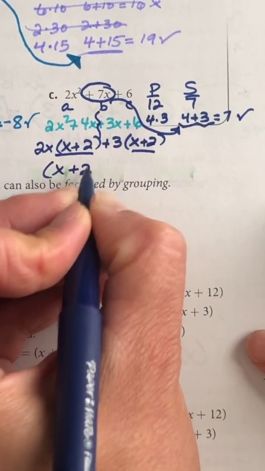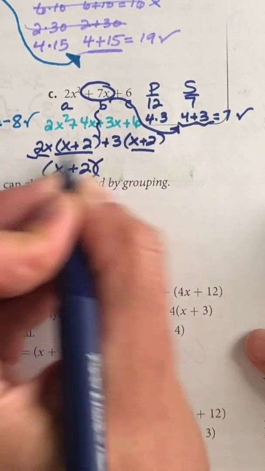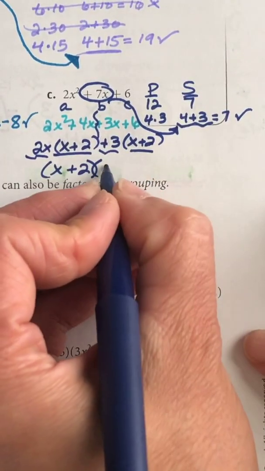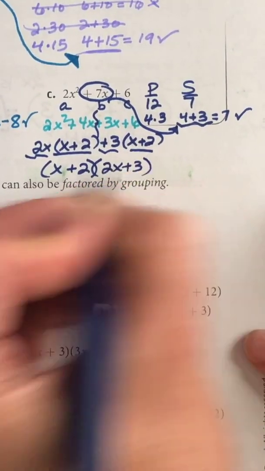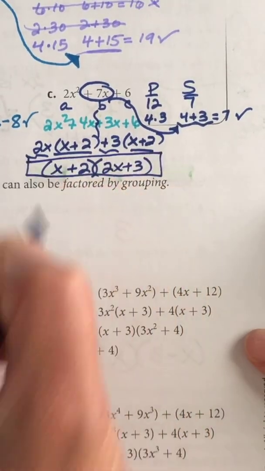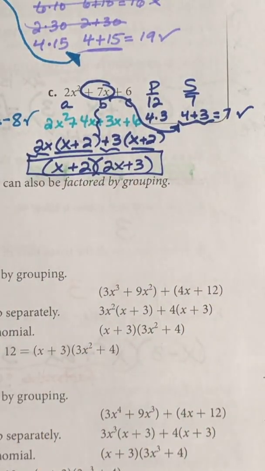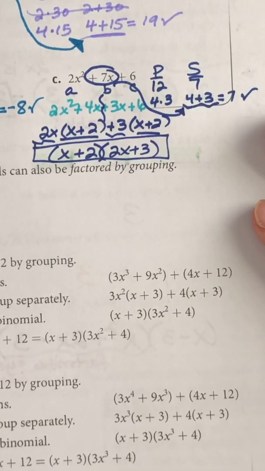X plus 2 is one of the factors. And my leftovers are 2x and a plus 3. Slap them together. 2x plus 3, and there is our answer. The factors: x plus 2 times 2x plus 3. See, it's not so bad.